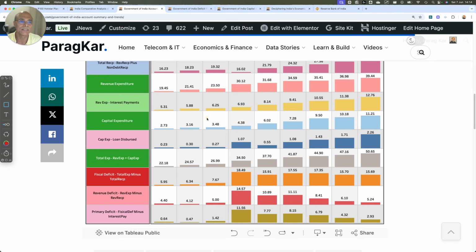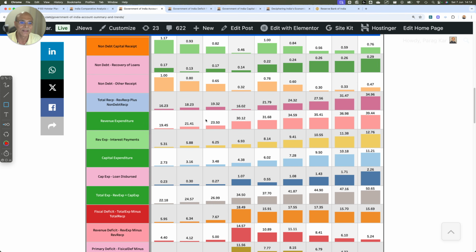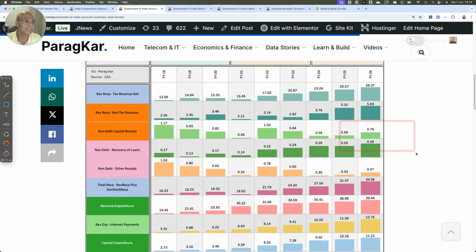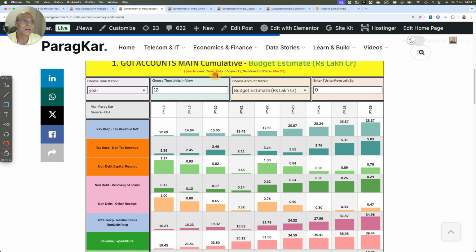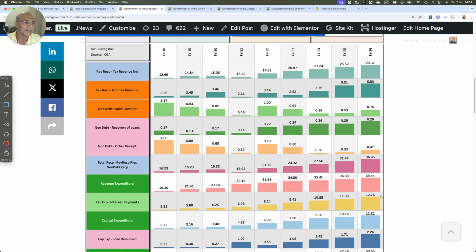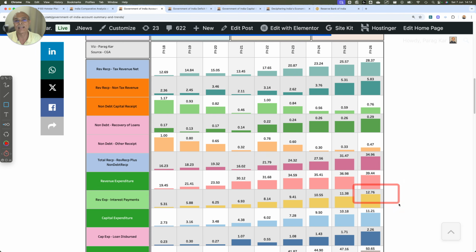So if you see my chart, the Government of India accounts. Now, in the Government of India accounts, one of the most important things is interest payment. If you see the budgetary estimate for FY26 of interest payment, how much is it? 12.76 lakh crores. So 12.76, and it has been increasing from 11.38 lakh crores budgetary estimate for FY25, and before that FY24 at 10.5. So you can clearly see that the interest payment has been increasing exponentially.